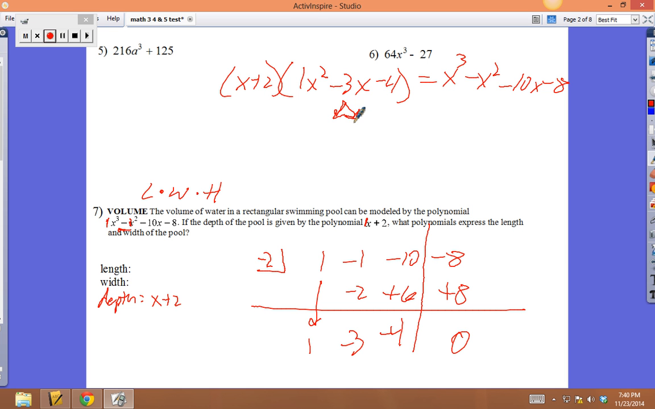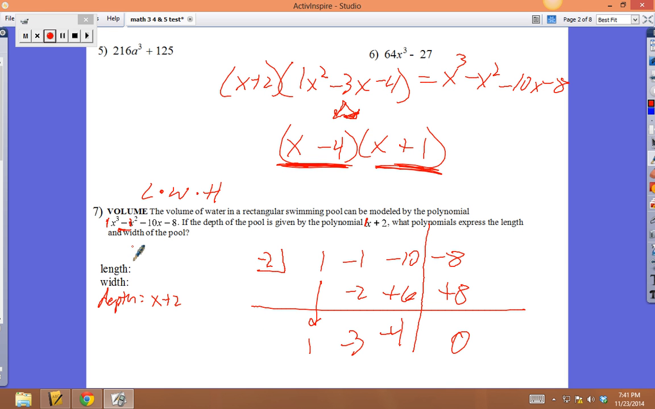I can factor this down to something even smaller. So what's going to times give me x squared? X and x. What's going to times and give me a negative 4? But add and give me a negative 3. A negative 4 and a plus 1. So these are the other two factors.